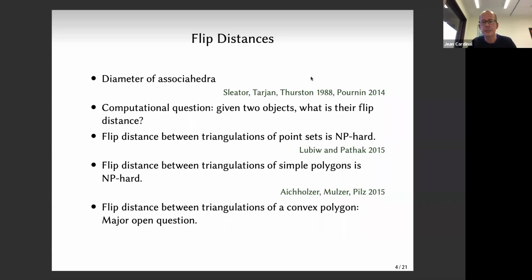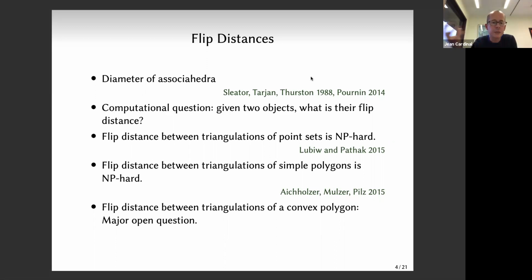This was a question asked by Sleator and Tarjan for data structures purposes, and it was solved by Sleator, Tarjan, and Thurston in a famous paper in 1988. And it is essentially 2n, where n is the size of the objects that you look at, right? So the number of nodes in the binary tree, or the number of vertices in the convex polygon that you triangulate, okay? The proof has been refined by Lionel Pournin quite recently, like 5 years ago. And now we know exactly the maximum flip distance, or rotation distance, among those objects of size n.